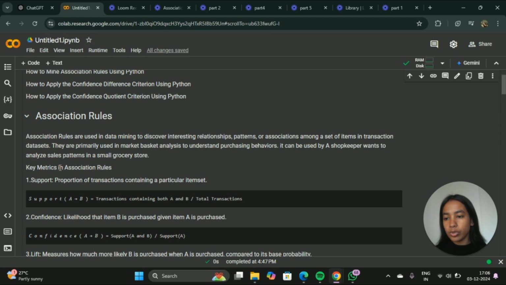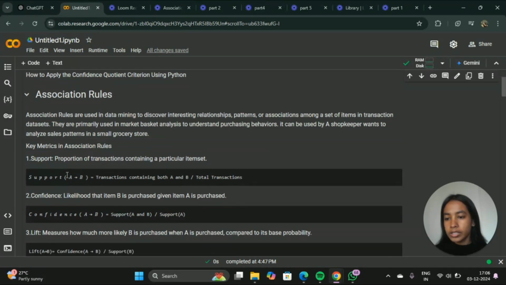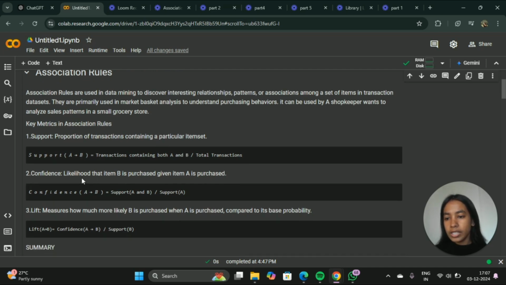Key metrics in association rules. Support is the proportion of transactions containing a particular item set. To calculate the support, we use this formula: Support from A to B equals transactions containing A and B divided by total transactions. Confidence is the likelihood that item B is purchased when item A is also purchased. To calculate confidence, we use the formula: confidence from A to B equals support of A and B divided by support of A.